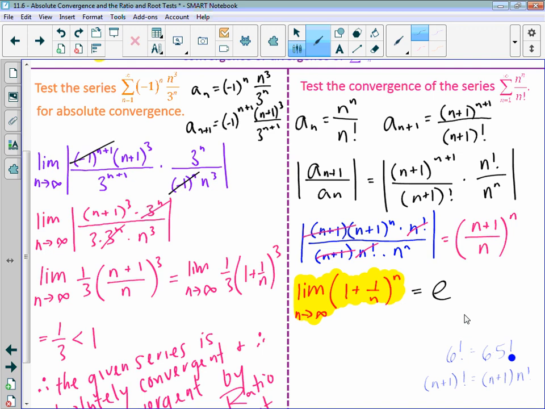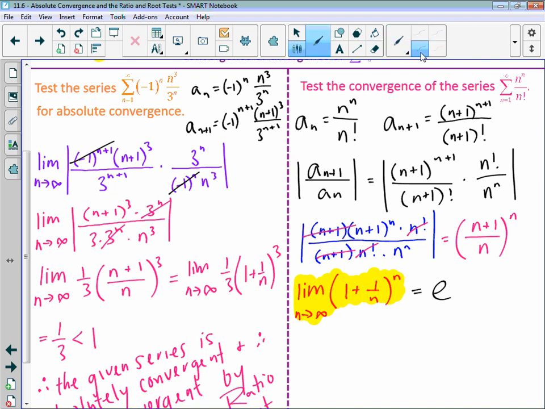It just is. And if we did natural log of both sides and pulled it down and did all of that, we would get e, and we actually solved that problem earlier this year. But it's not something you're going to want to have to do on your AP test. So that's definitely something you'll have to have memorized.